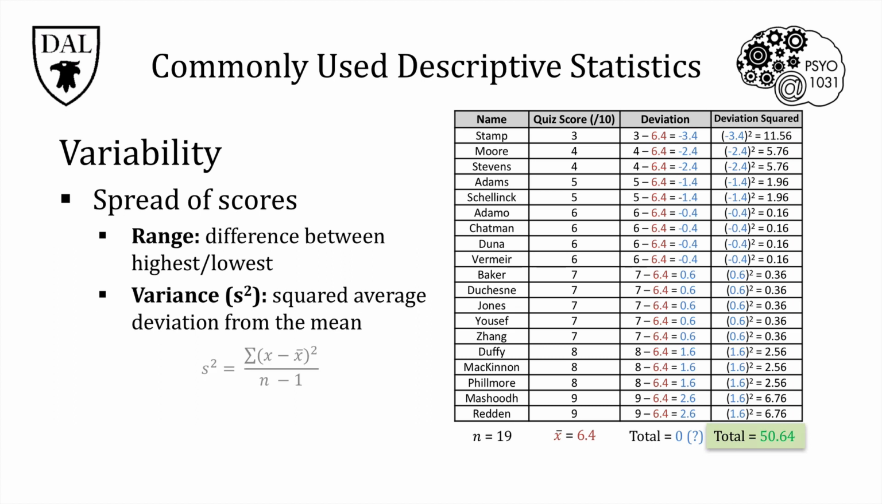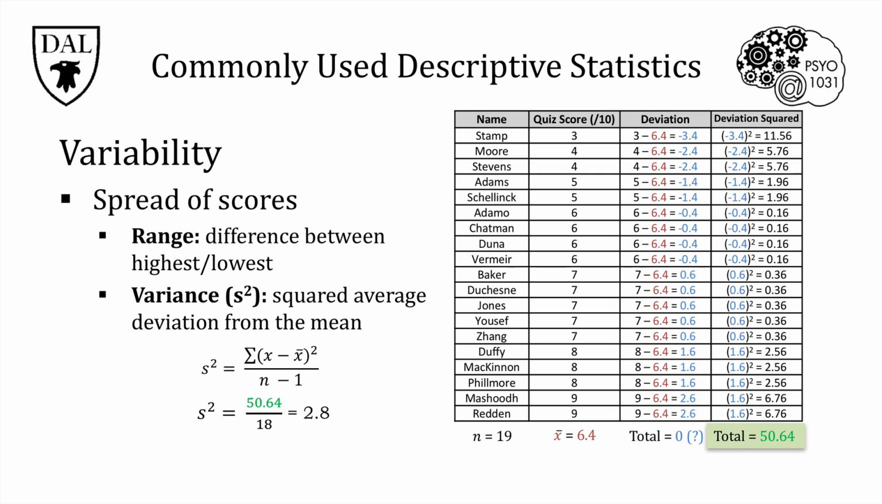Here's the variance equation. It's the sum of each observation, so each quiz, minus the mean squared, to avoid the numbers cancelling each other out, divided by n minus 1. Once we plug in our total deviation into our equation and divide by n minus 1, we get a mean squared deviation, or variance, of roughly 2.8. Values larger than this would indicate more spread in the values, and values less than this would tell us that the scores are more closely clustered together.